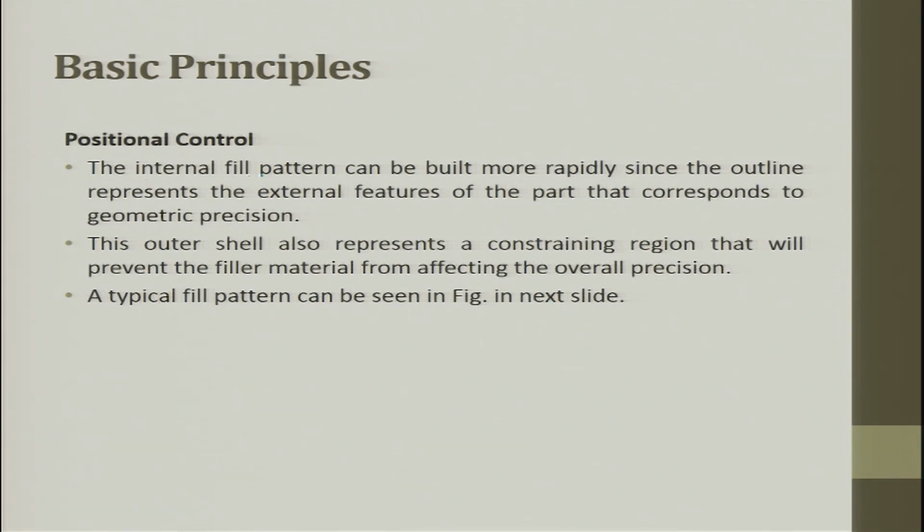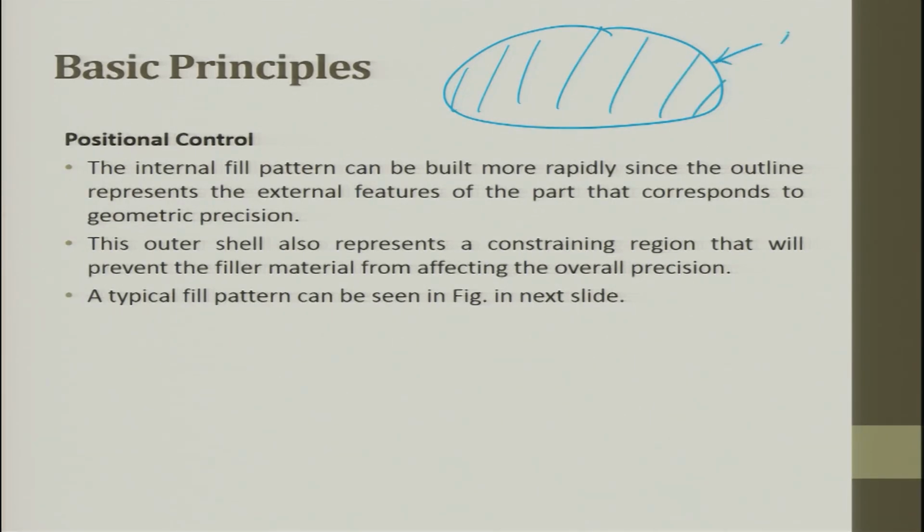The internal filling pattern can be built more rapidly since the outline represents the external feature of the part that corresponds to the geometric position. So, what we are trying to say is, you had a layer. This is a layer, this is the external outline, and this is the internal filling. The internal filling pattern, these are the roads we talked about, can be built more rapidly since the outline represents the external feature.